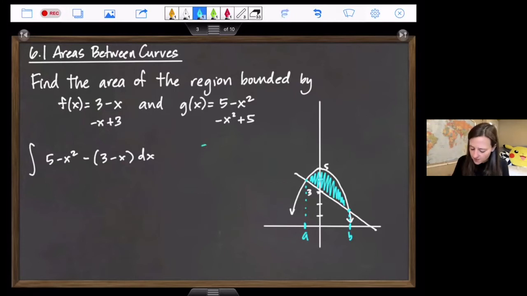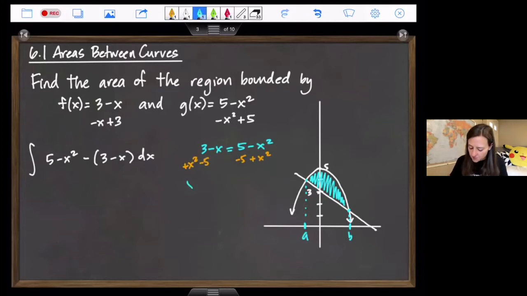So we're going to take 3 minus x and set it equal to 5 minus x squared. And that's going to be a quadratic equation to solve. So we're going to put our algebra hats on. I'm going to add x squared to both sides. And I'm going to subtract 5. And that'll get me 0 on the right-hand side. Remember, anytime you're solving a quadratic equation, you really need 0 on one side.